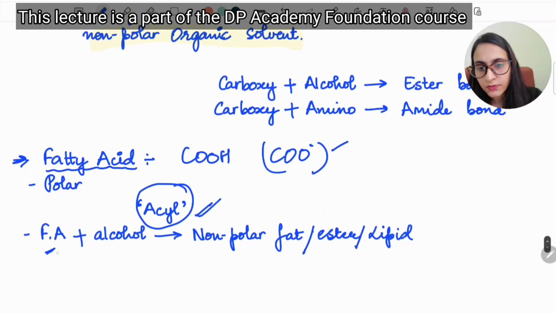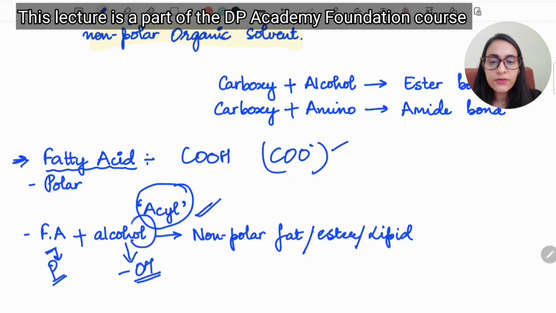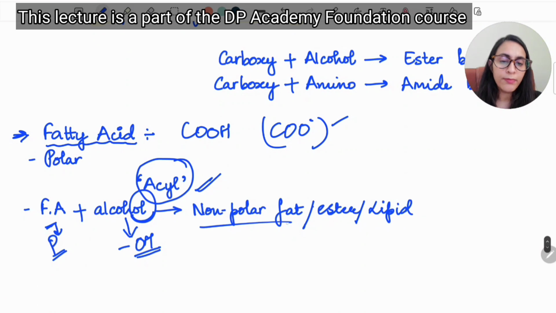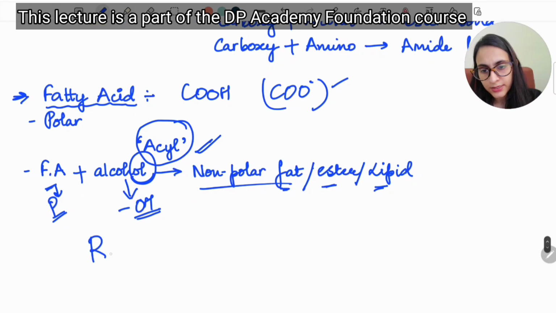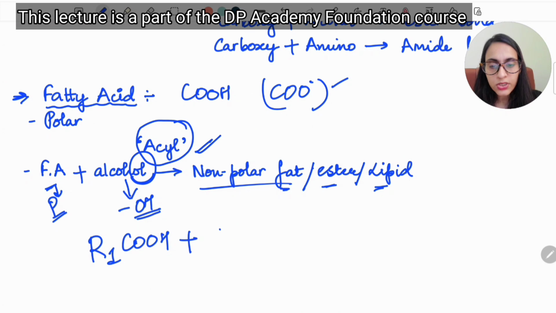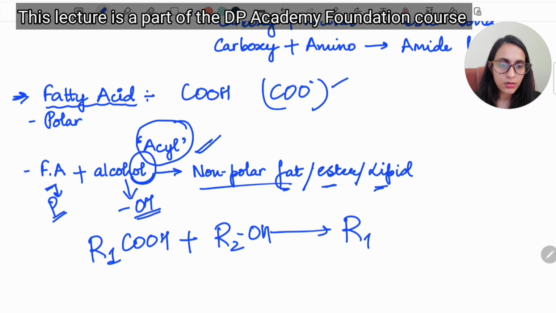So a fatty acid, which is a polar compound, combines with an alcohol, that means OH, the words that end with ol, and it forms a non-polar compound, that is fat, or you can say ester or the lipids. So all are non-polar. Suppose this is a fatty acid which contains a carboxylic acid, which combines with a group that is an alcohol. So it forms a compound that is known as fat.